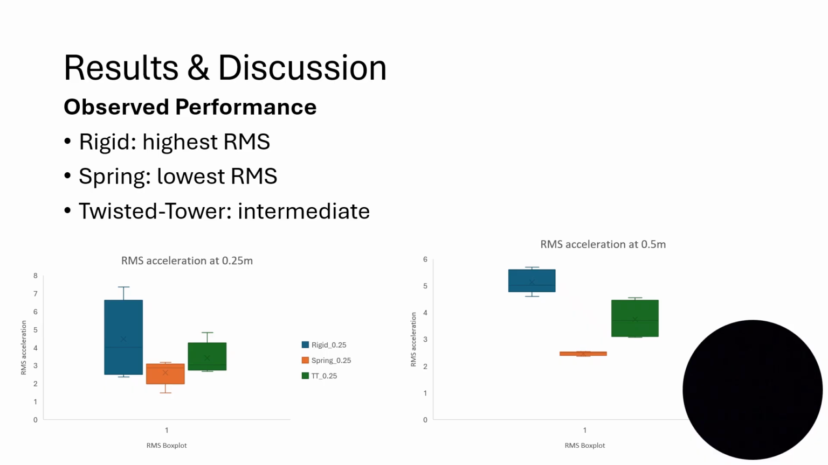The rigid design shows the highest RMS acceleration values and a wider spread, indicating higher transmitted vibration and greater variability, while the spring design shows the lowest RMS values and tightest spread, demonstrating effective and consistent shock mitigation. The twisted tower design lies between the two, reducing acceleration compared to the rigid configuration, but not as much as the spring system.